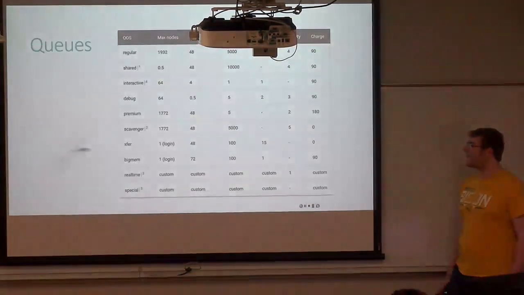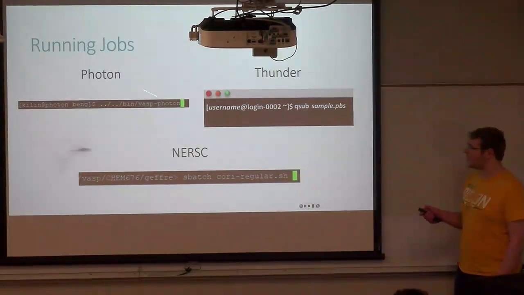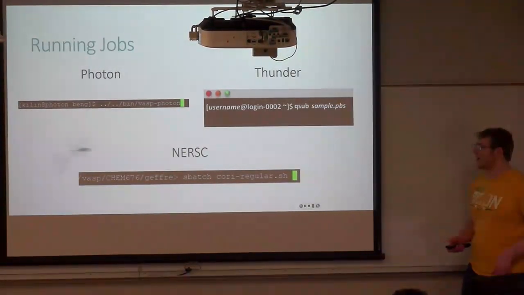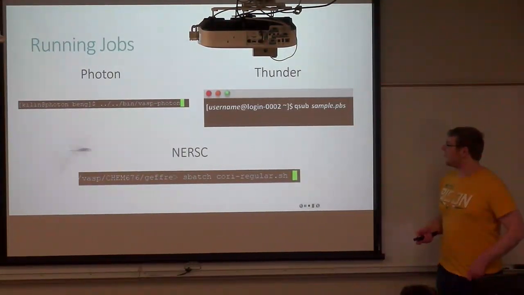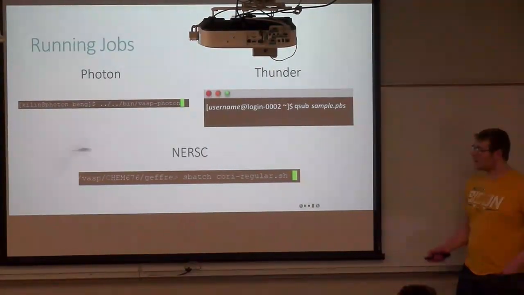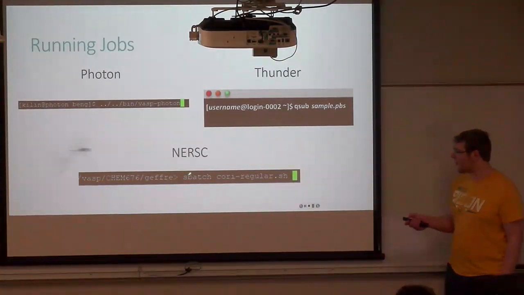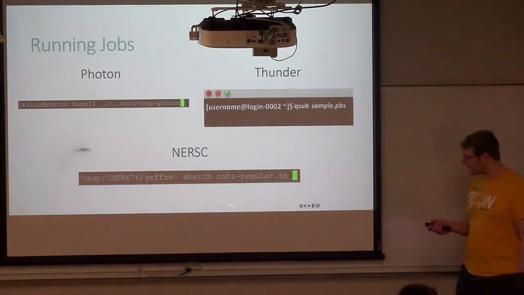Okay. But yes, so running jobs, you can run jobs on Photon, which I don't really recommend, but for the sake of completeness, you simply run VASP in the folder that you have all your files. In Thunder, you simply do qsub PBS in the folder that you have your files, and in NERSC you do sbatch, name of your SH file, in the folder that you want to run it in.